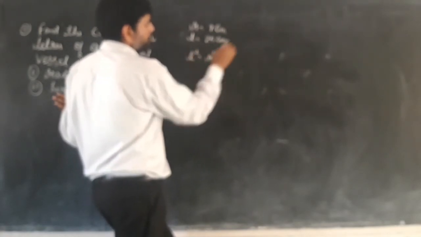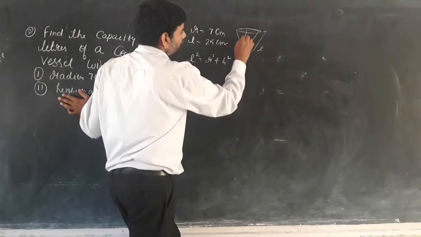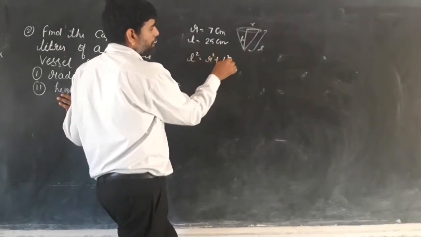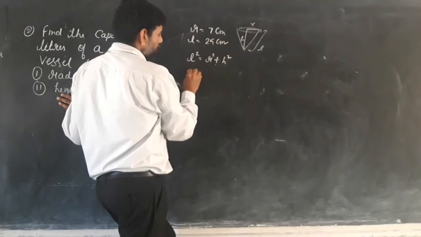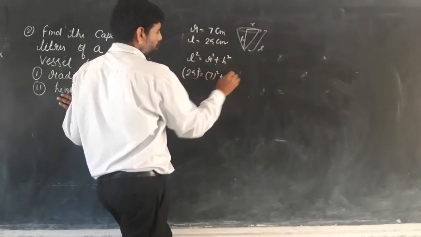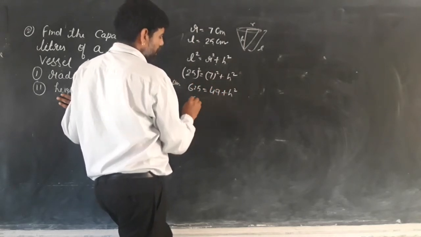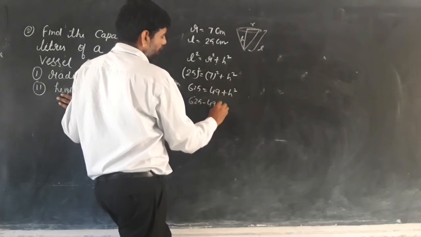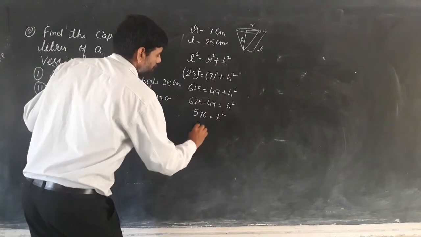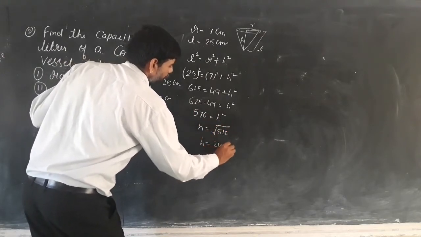Slant height square is equal to... this is the shape of a cone. This is the slant height, this is the height and this is the radius. So slant height square is equal to radius square plus height square. Slant height is 25 square, radius is 7 square plus height square. 625 is equal to 49 plus height square. 625 minus 49 is equal to h square. 576 is equal to h square. h is equal to root 576, so h is equal to 24 centimeter.